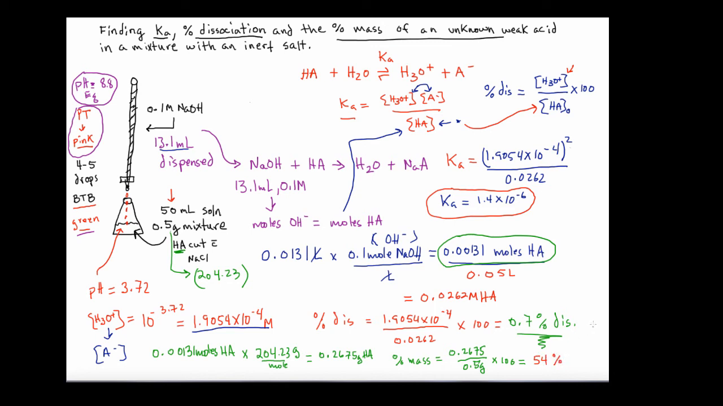And that basically wraps up everything that we wanted to do here in this mega problem. So we were able to calculate the Ka for the acid, we were able to get the percent dissociation of the acid, and we were able to determine the mass percentage of that acid in the original mixture where it was combined with an inert salt, which in this case might have been sodium chloride.